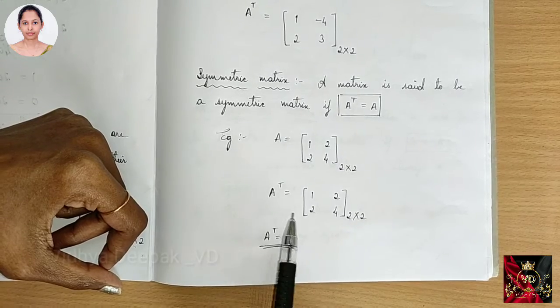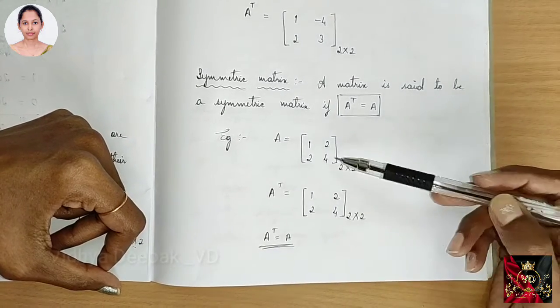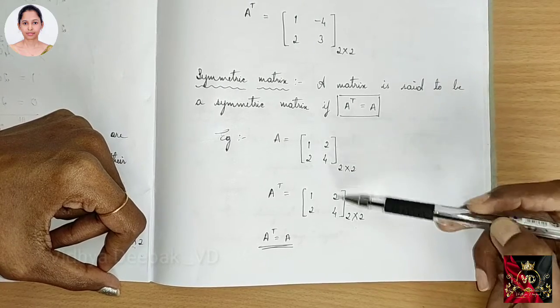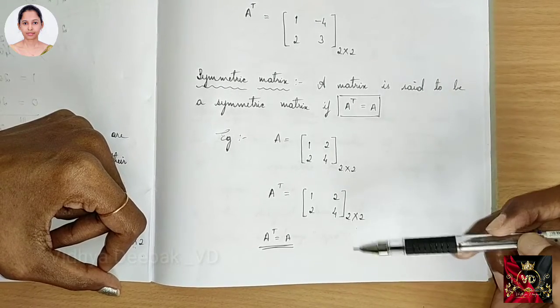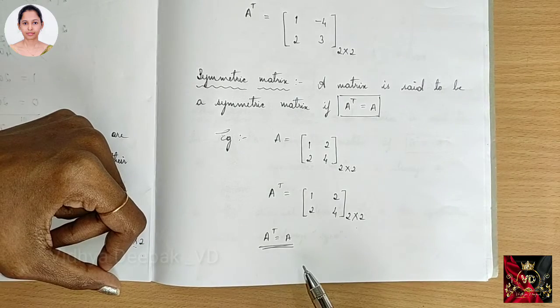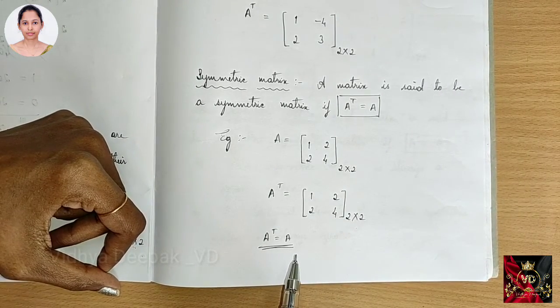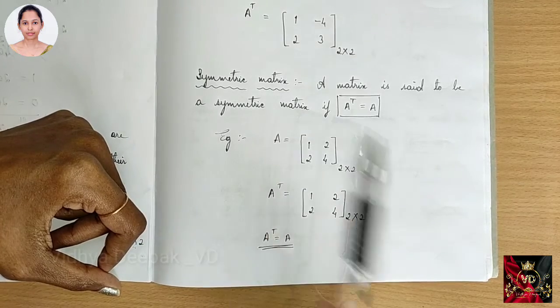Now coming back to our symmetric matrix, we have checked the equality likewise. See, the order is same, the corresponding elements are also equal. So we can say A transpose is equal to A. When this condition is satisfied, we can say such matrices are called as symmetric matrices.